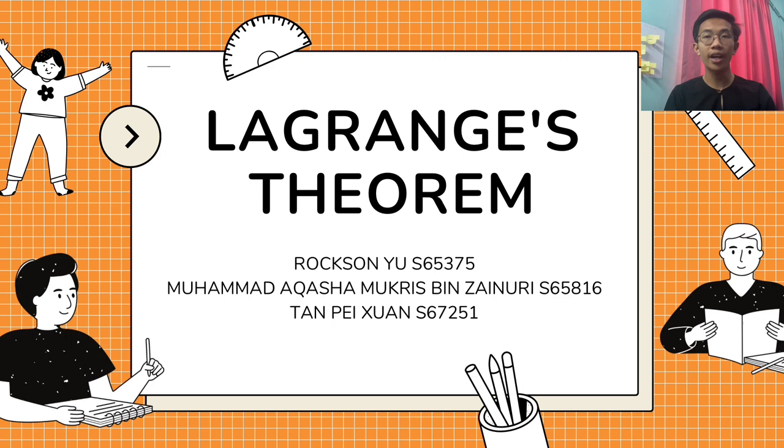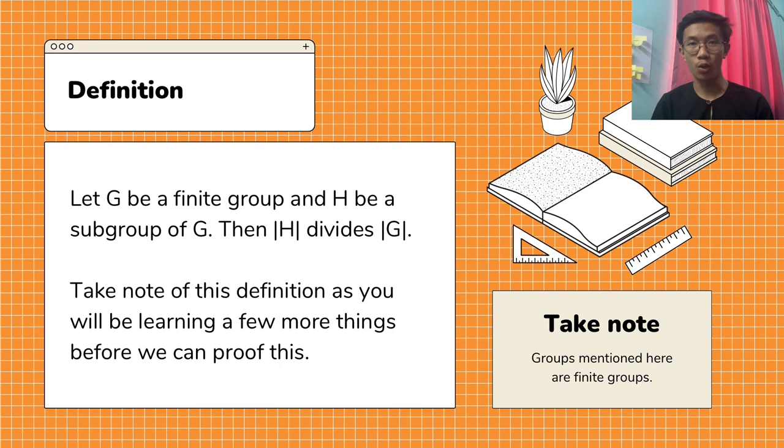we can create simple rules that dramatically narrow down the possible list of subgroups. The result is called Lagrange's theorem. Today, we will prove this theorem and show how useful it can be. Quick note: for the rest of this video, we'll only be talking about finite groups.